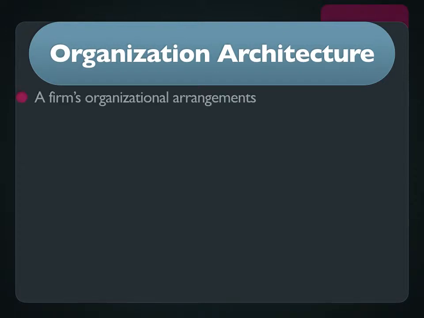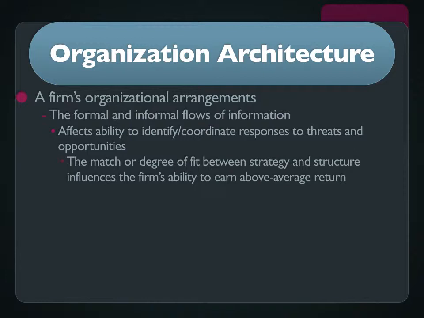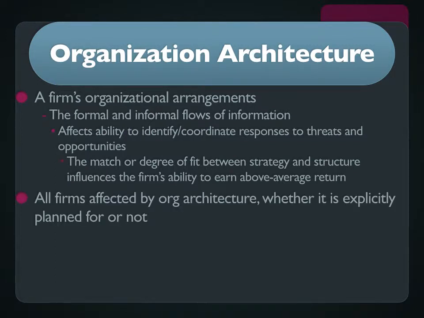We can define organizational architecture as a firm's organizational arrangements, the formal and informal flows of information, and these flows of information affect the firm or management's ability to identify and coordinate responses to threats and opportunities. So the key here is to match the degree of fit between the strategy that's being implemented and the structure, and then the structure will influence the firm's ability to earn above average returns.